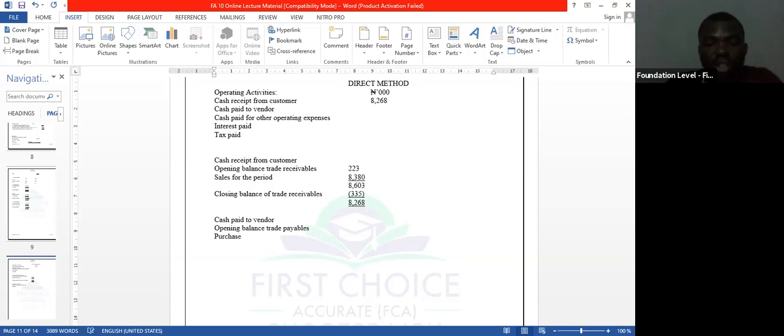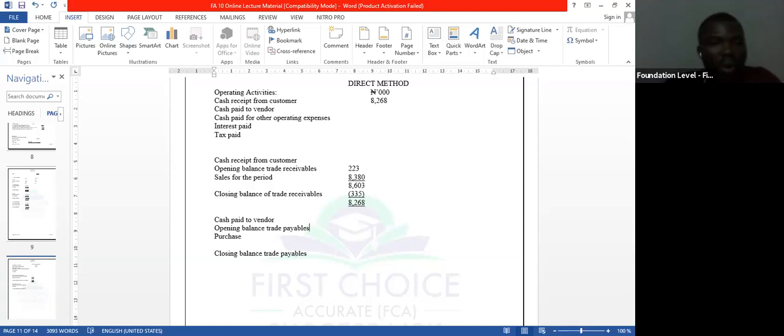So we need to know the total amount of money that we have purchased. Then after that, we need the closing balance. The closing balance of what? Trade payable. So after we have that, the next thing now, okay, what is our opening figure?